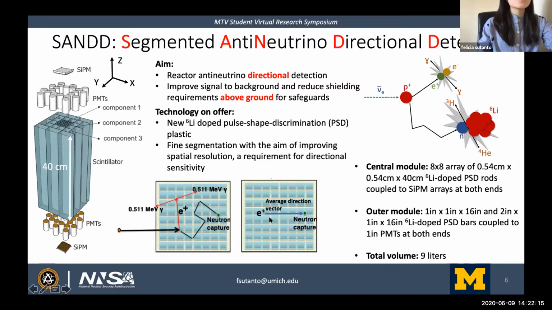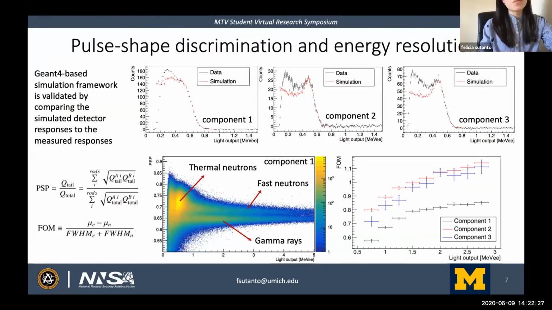We will attempt to identify and remove backgrounds based on pulse-shape discrimination, rod multiplicity, electron equivalent energy deposit, and time and position correlation. Okay, so we have characterized the SAND components and a few performance metrics were studied. I took measurements with a californium source and I optimized the pulse-shape parameter based on the figure of merit, where figure of merit is defined here.